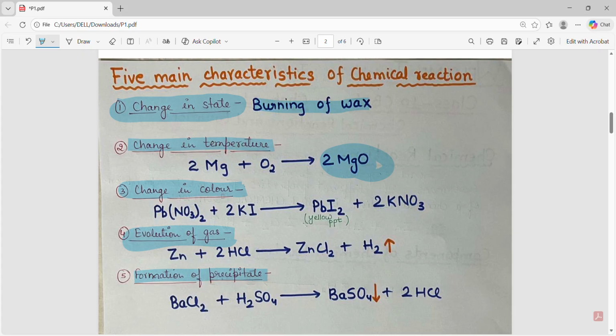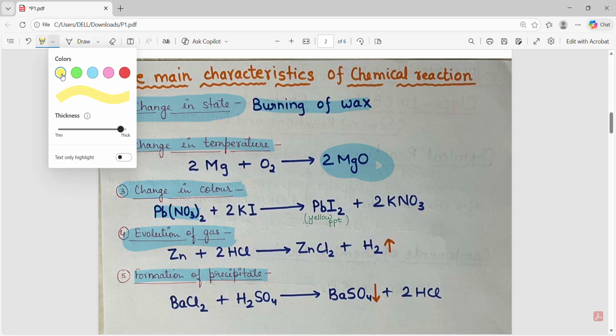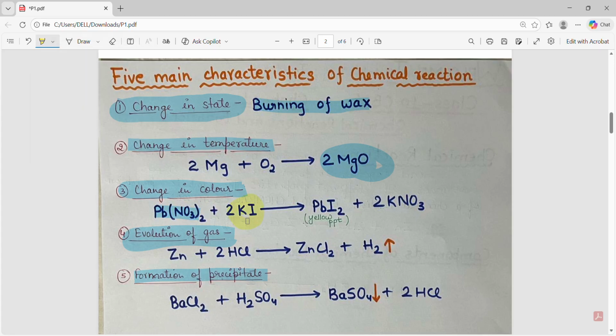Now coming to the next, change in color, and we are going to mix lead nitrate with KI solution. You all know what is KI. KI means potassium iodide. So if you are going to mix potassium iodide with lead nitrate, you will be getting a yellow precipitate of lead iodide, and this is very important for CBSE. They generally ask you a yellow precipitate is formed, so generally it is the salt of lead iodide. Okay, and potassium nitrate is left over as a solution.